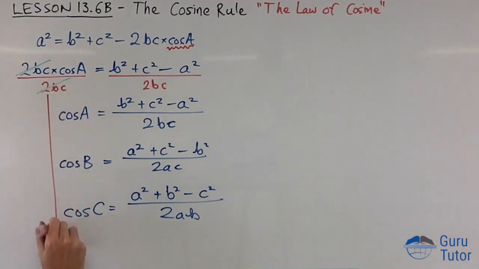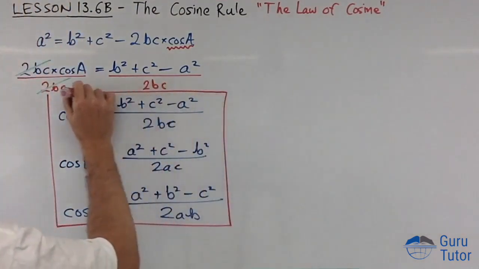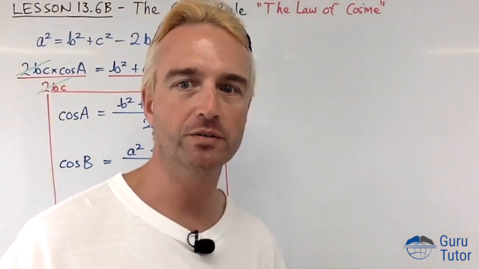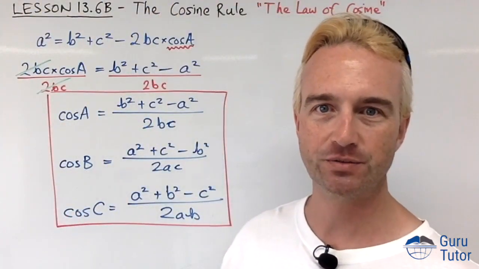So that is the cosine rule to find a missing angle. You only really need to memorize one of those, and hopefully you can just write out the other two. Just follow the pattern.